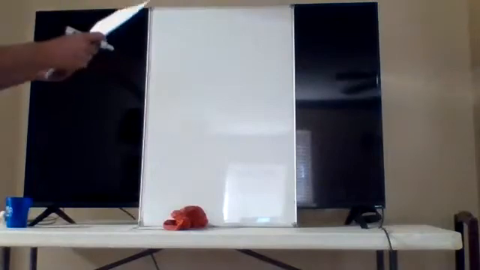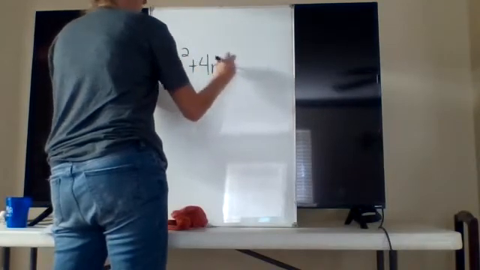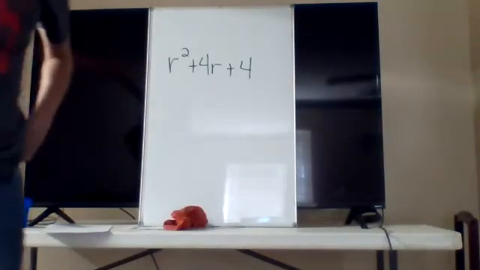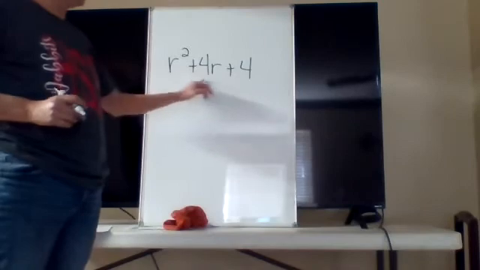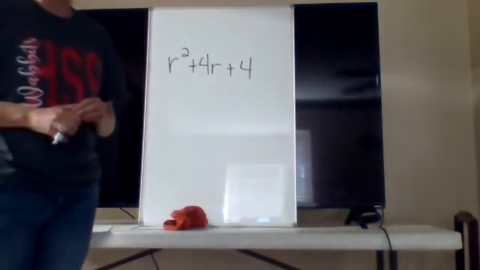Okay, let's look at number 8. r squared plus 4r plus 4. Okay, when we are talking about this, now look, this should look a little different. We're back to a trinomial. It's got 3 terms instead of the 2. So this isn't going to be difference of squares.